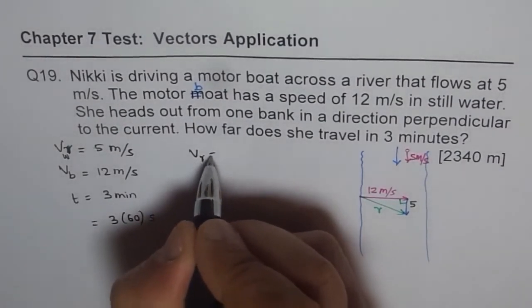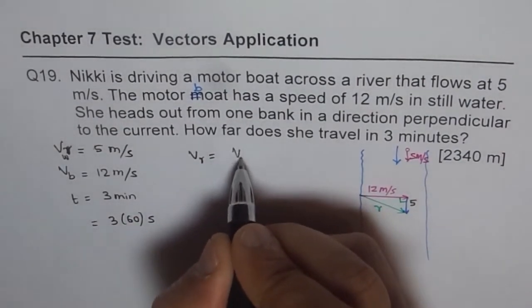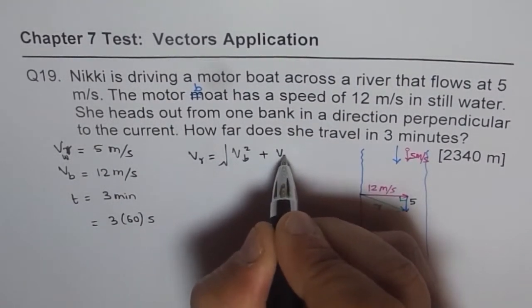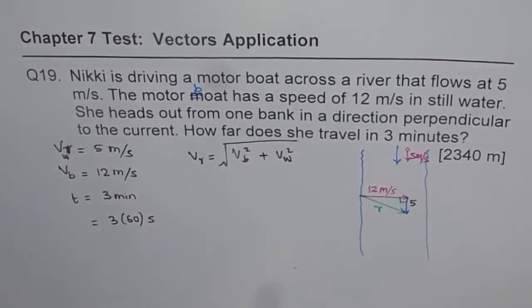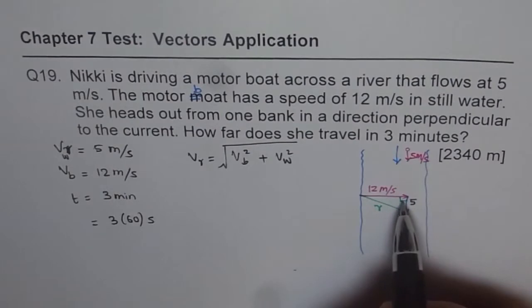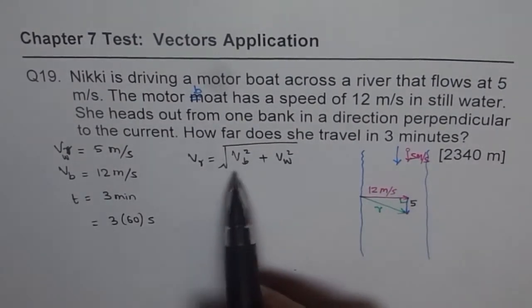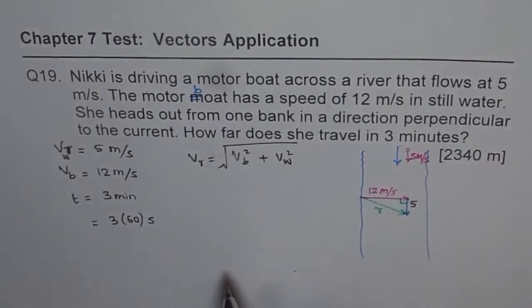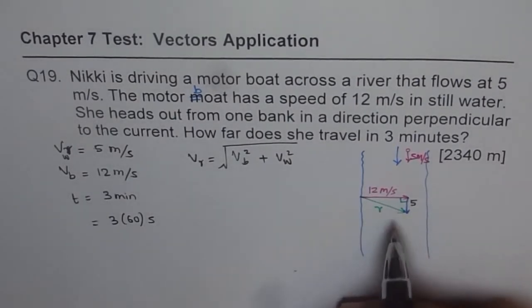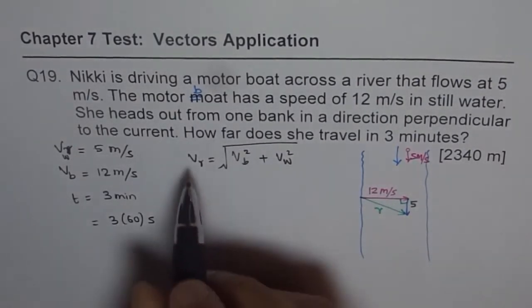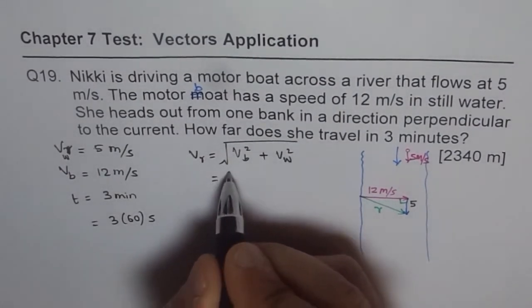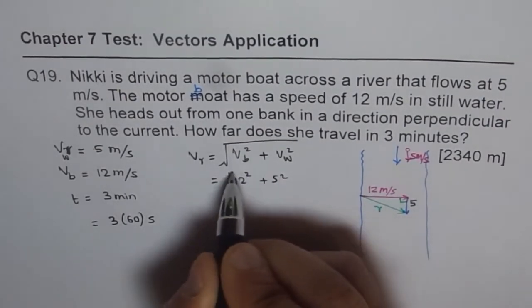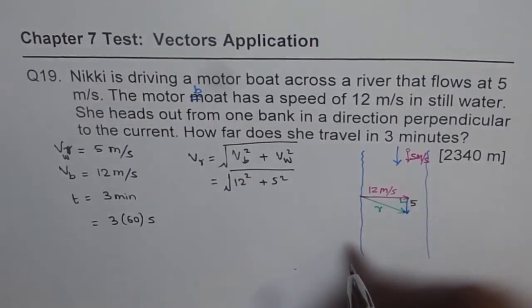So V resultant will be equal to the square root of boat velocity squared plus water velocity squared. It's like a Pythagorean theorem solution. Do you see that? Actually, if the triangle is not right angled, then we'll have a component of 2ab cos theta, with a minus sign. But in this case, this angle is 90 degrees, and cos of 90 is 0, right? That is the reason. So we can find the resultant velocity from here, which in our case is the square root of 12 squared plus 5 squared, right? So that gives us the resultant velocity.